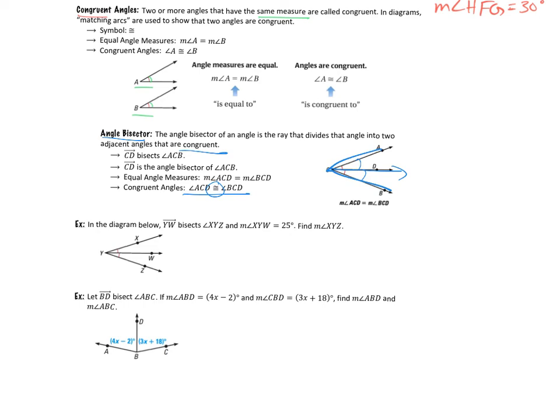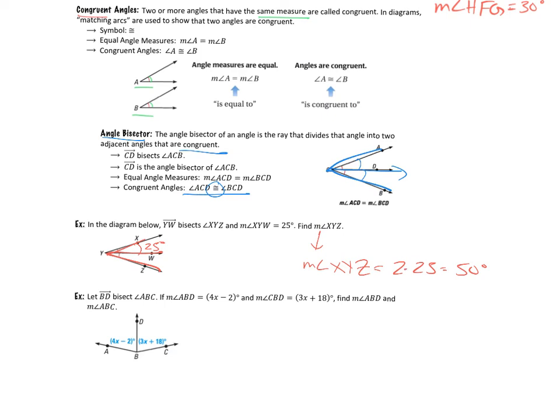In our first example, ray YW bisects angle XYZ, and the measure of angle XYW is 25 degrees. Because by definition, these two must be equal since ray YW is bisecting that, the measure of angle XYZ must equal twice that interior angle, so it is 2 times 25, or 50 degrees.